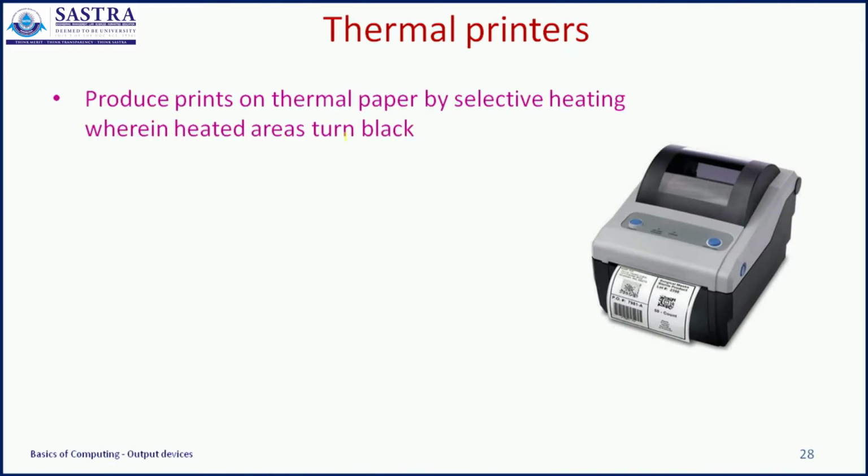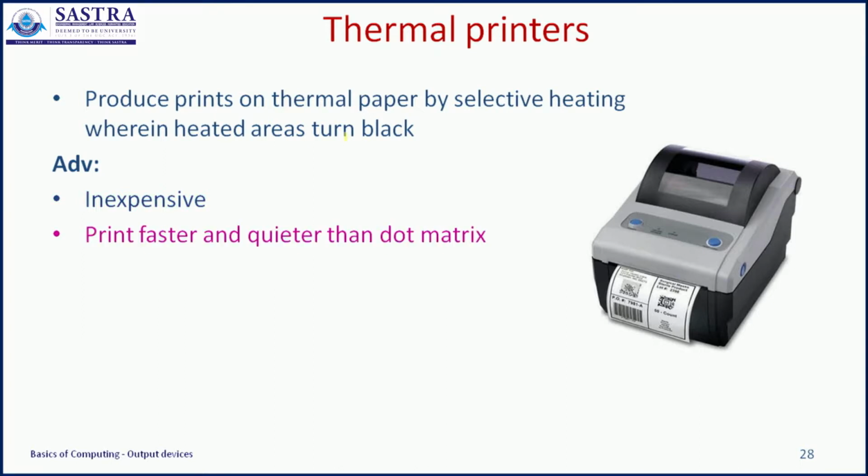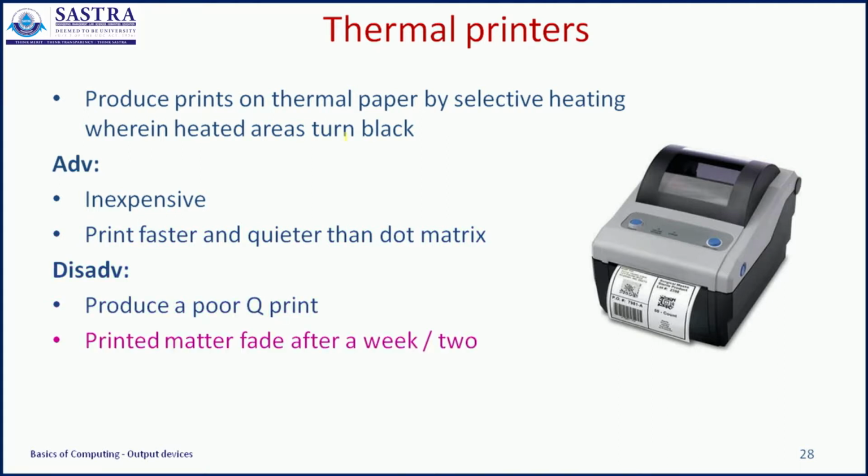Now, let us move on to the next set of printers, which is the thermal printer. Thermal printers produce prints on thermal paper by selective heating, wherein heated areas turn black. What is the advantage of this thermal printer? It is inexpensive, and it prints faster and quieter than the dot matrix. What are the disadvantages? It produces a poor quality print, and the printed matter fades after a week or two.